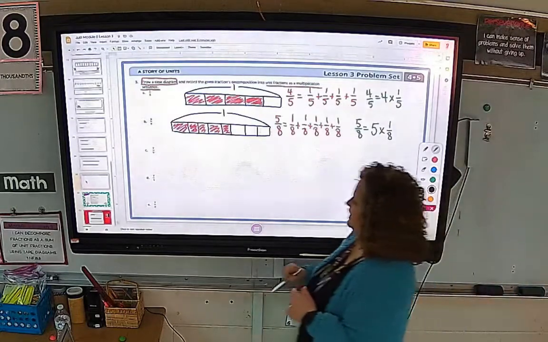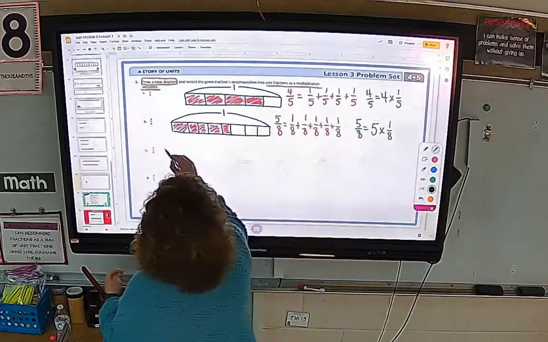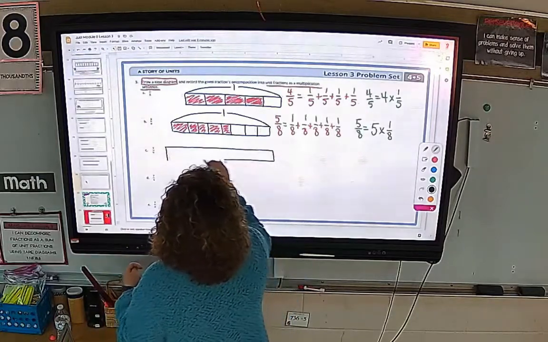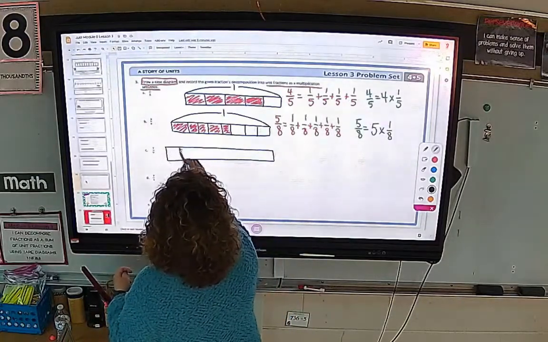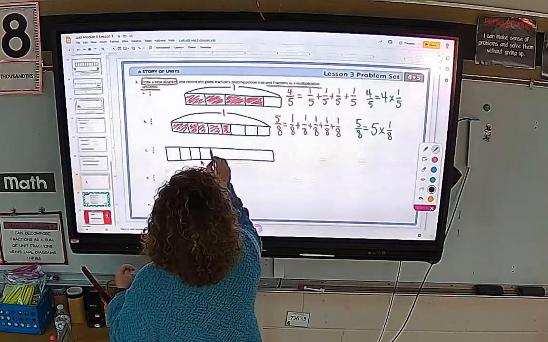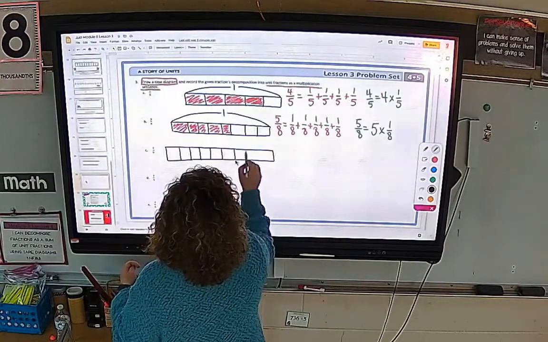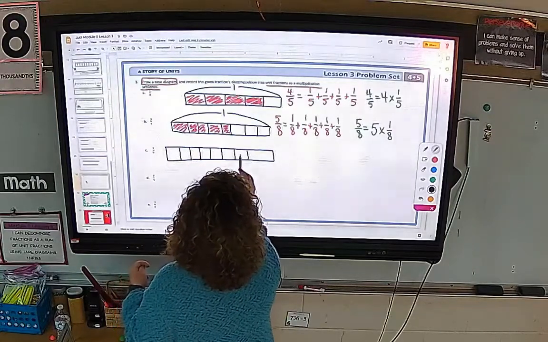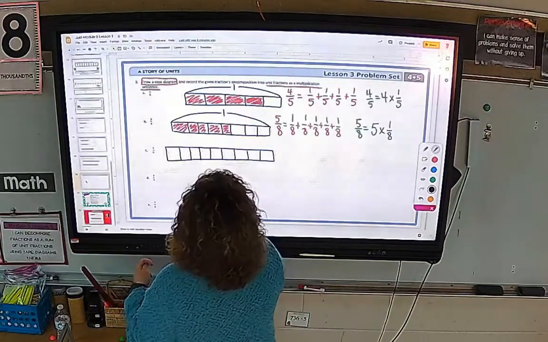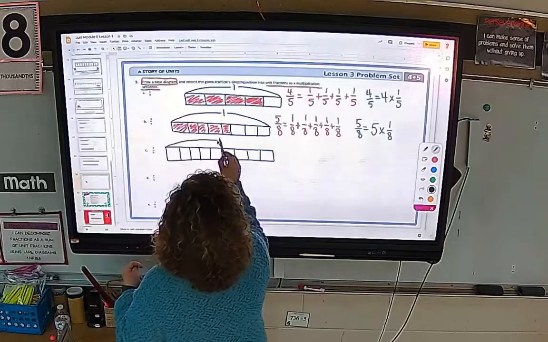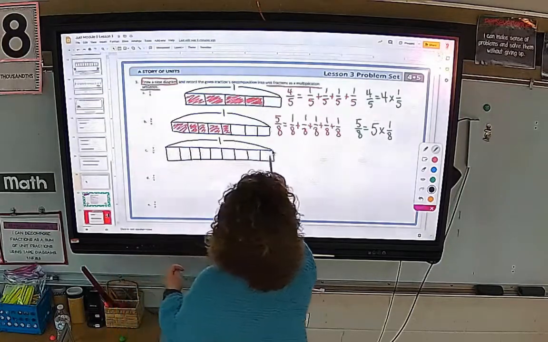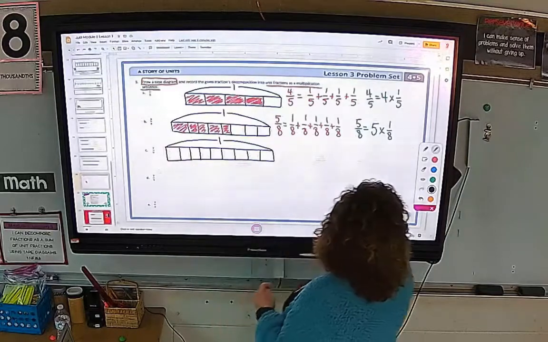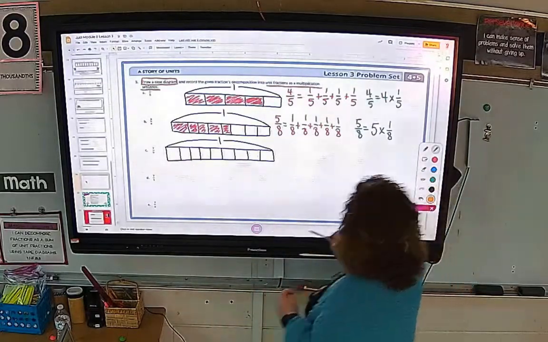Okay, letter C, 7/9. 1, 2, 3, 4, 5, 6, 7, 8, 9. All right, so we have 9 pieces make up the one whole. 1, 2, 3, 4, 5, 6, 7, 8, and 9. And then we have 7 of them shaded.